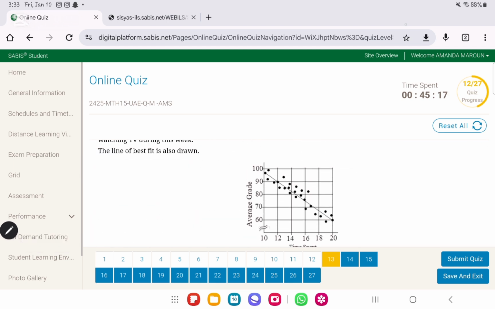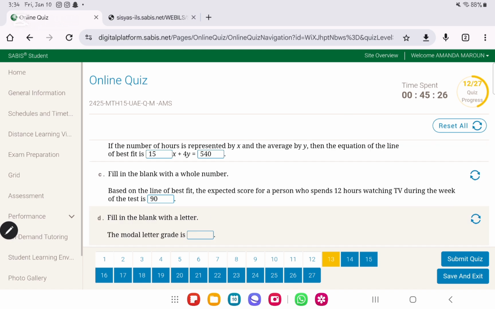Very simply, we go up and we see which one has the most amount of points. It's between 80 and 90. So between 80 and 90, it is the letter B. So the model letter grade means the most occurring, or the one that has the most points, which is the model letter B.